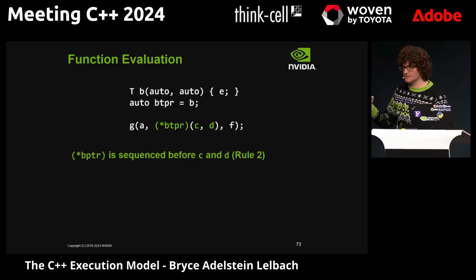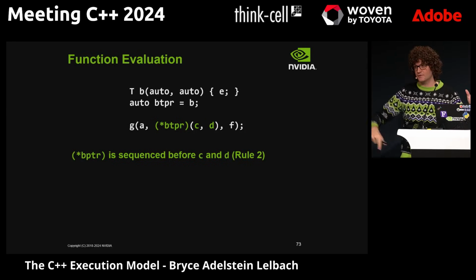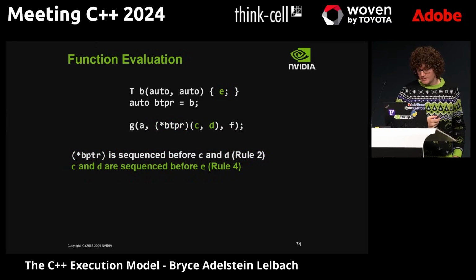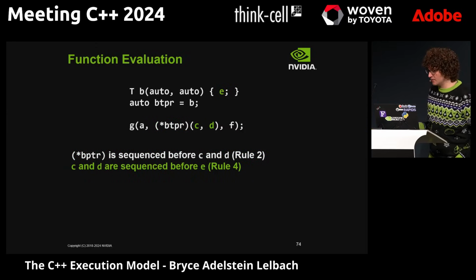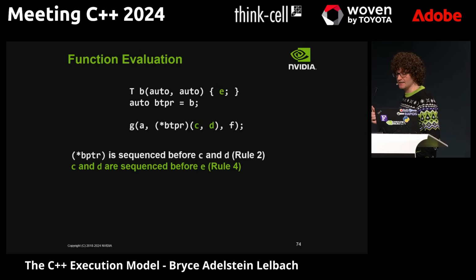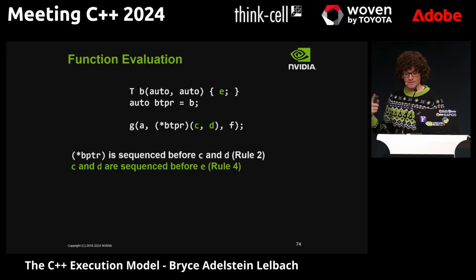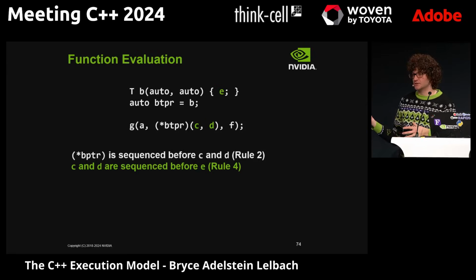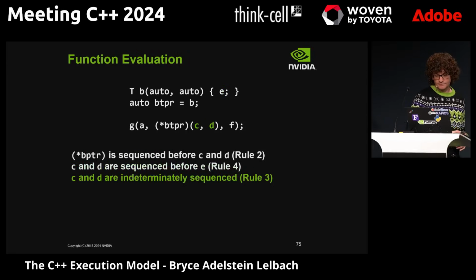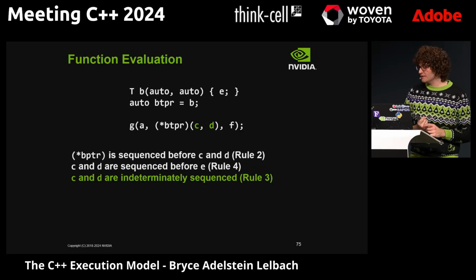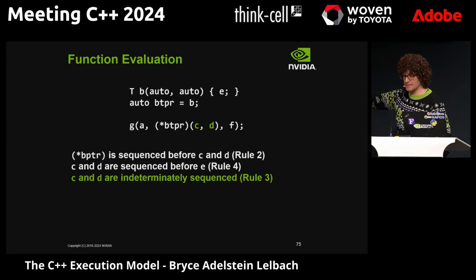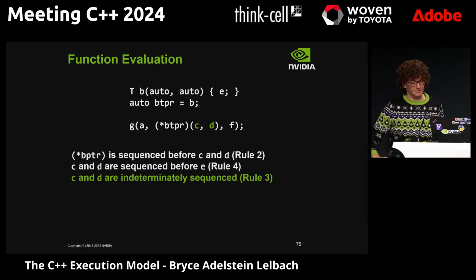Again, this logically makes sense. You want to figure out what you're calling before you figure out what arguments you're calling it with. The arguments to a function call are sequenced before the body of the function call. And again, this just makes sense. We have to evaluate the arguments before we start evaluating the function. All of the arguments to a function call are indeterminately sequenced. So c and d are indeterminately sequenced here.